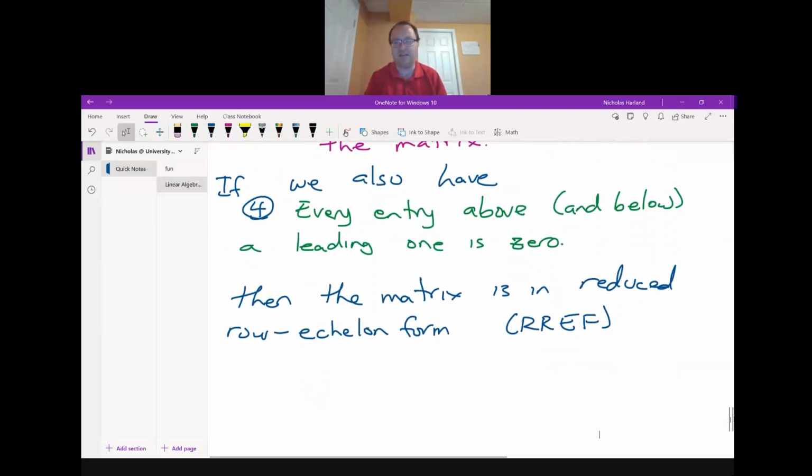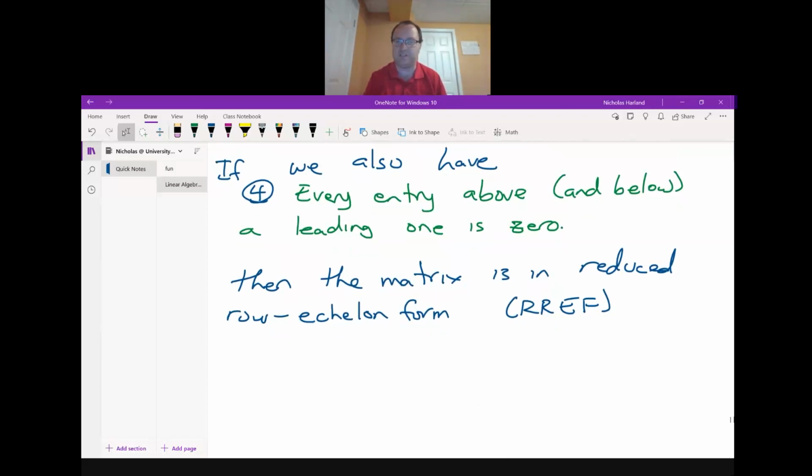And the idea is both of these situations make it easier to find the solution. Reduced echelon form is the easiest to find the solution, but it takes more steps to get there. Row echelon form, it takes a little bit more work to get the solution, but less steps to get into the form. And so depending on the context and what we're using it for, one might be more preferred than the other.